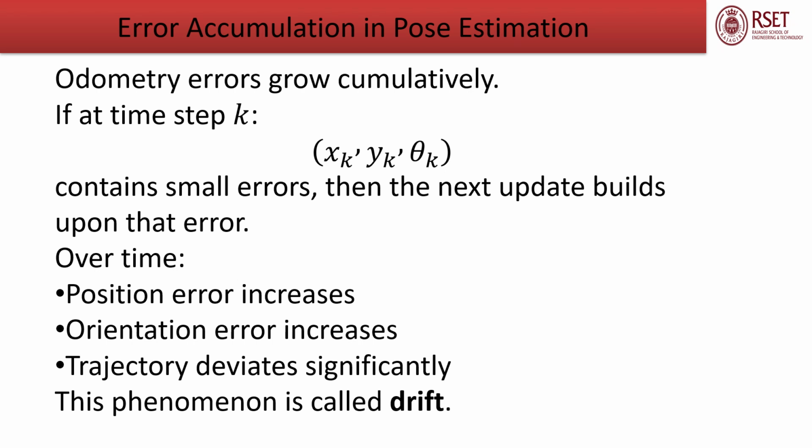So the question becomes, how frequently should we correct? Frequent corrections reduce uncertainty but increase computational load. This trade-off between accuracy and computational cost is central to localization system design.